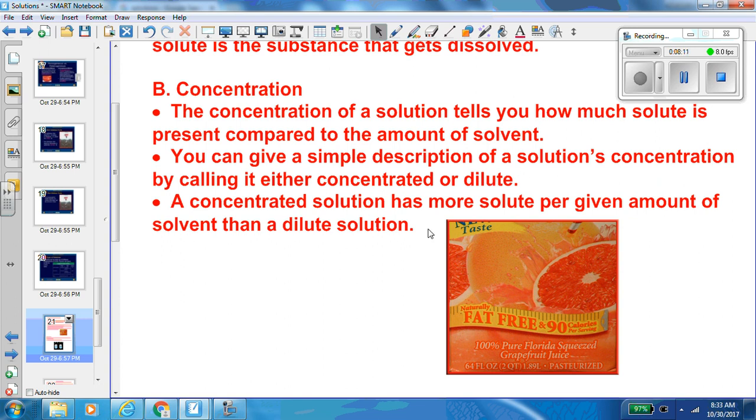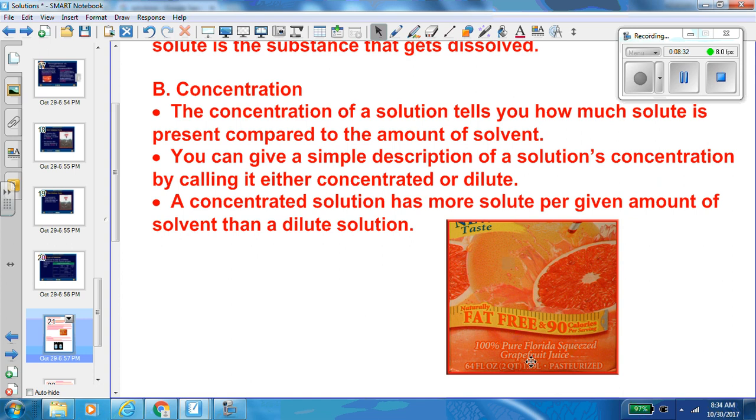A concentrated solution has more solute per given amount of solvent than a dilute solution. So the more concentrated your solution is, that means you've got more solute per given amount of solvent. A dilute solution, however, is going to have less solute per given amount of solvent. You can see that a lot of times on your food labels.